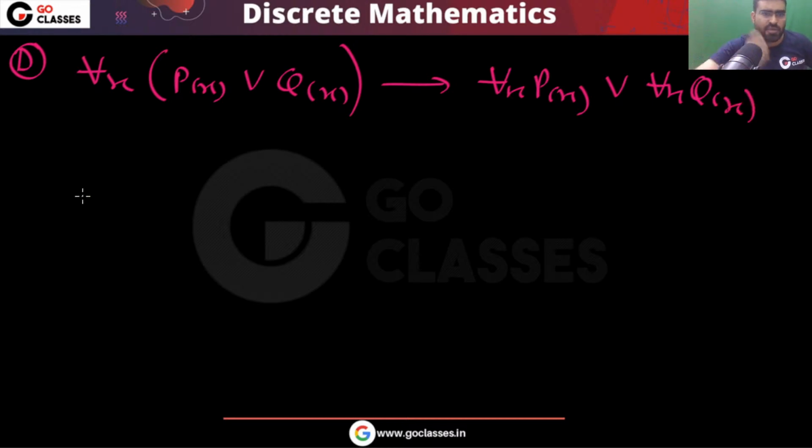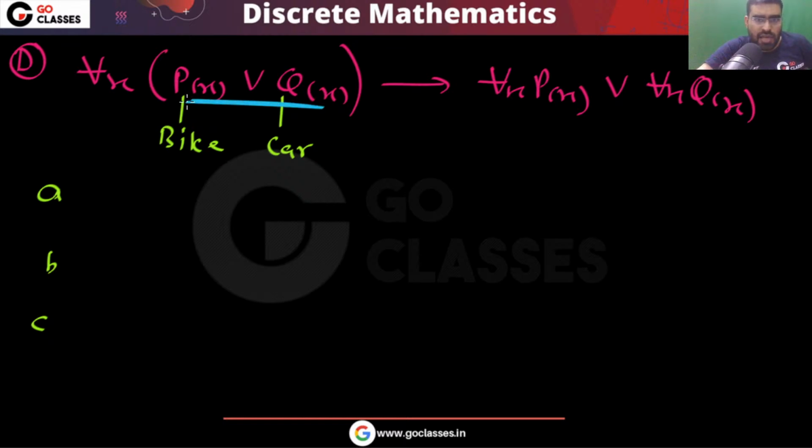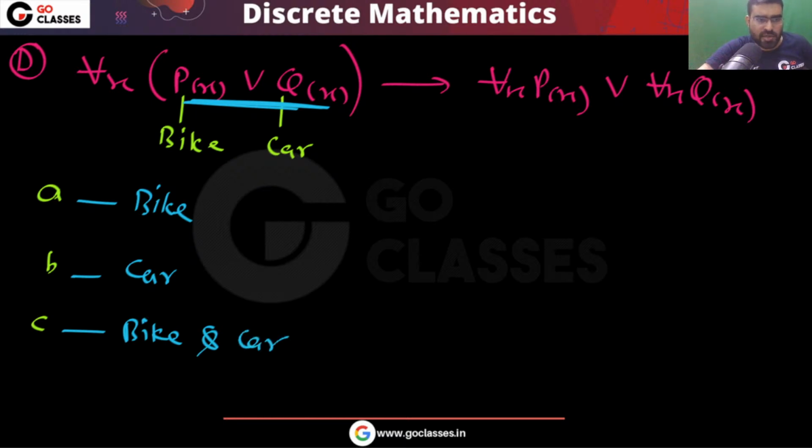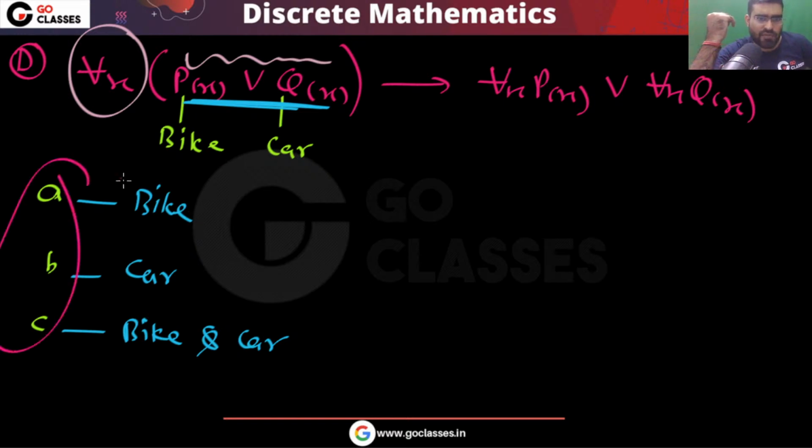Here I am saying that there are some people, let's assume A, B, C, and let's assume P means bike and Q means car. Now what I'm saying is that everyone has bike or car. Let's assume one has bike, one has car, and one has bike and car. Remember, for everyone, they either have bike or car. Everyone has at least one vehicle, either bike or car.